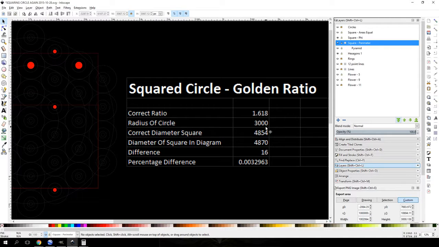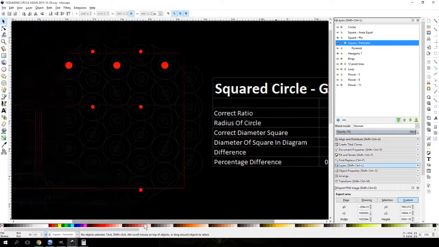So the radius of the circle here, since the diameter is 6,000, the radius is 3,000. If we multiply that times 1.618, we get 4,854. Mine was 4,870 based on what I saw, which is a difference of 16 and a percentage difference of 3 1,000ths, which is hardly anything.